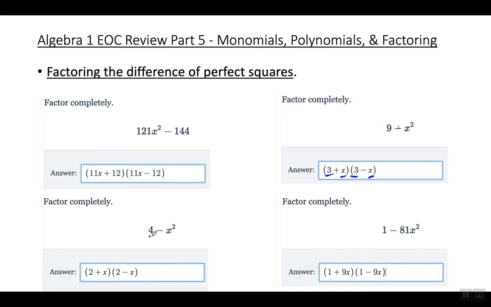Again, the difference of perfect squares. I'm subtracting, and I've got a perfect square in the front and in the back. The square root of 4 is 2, so I write a 2 here and a 2 here. The square root of x squared is x, so I write an x here and an x here. Make one of them plus and the other minus, and that's your answer. I have more examples on the next slide.